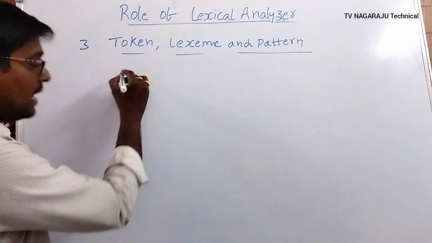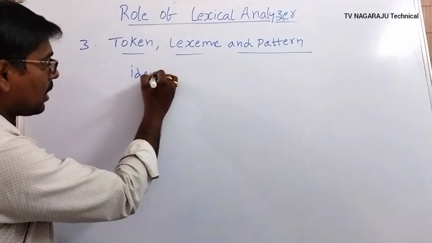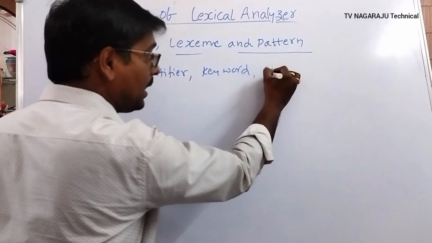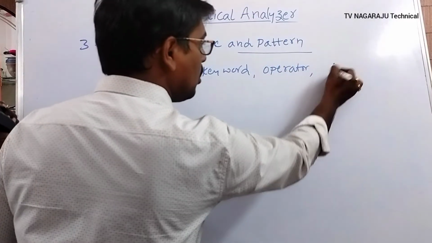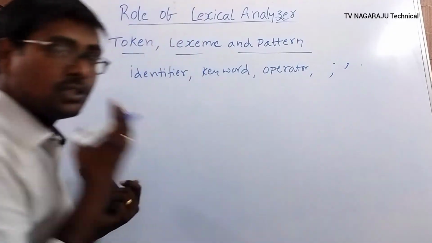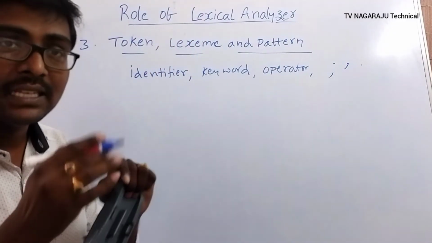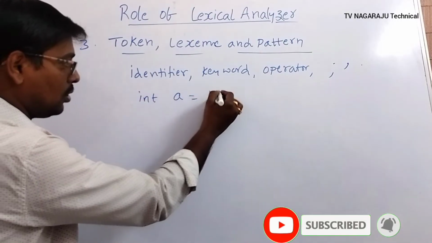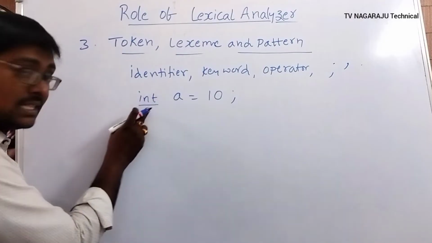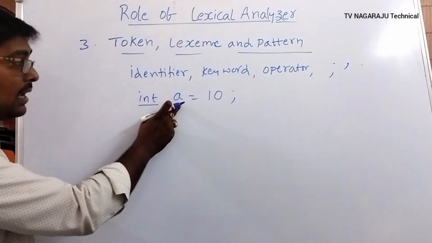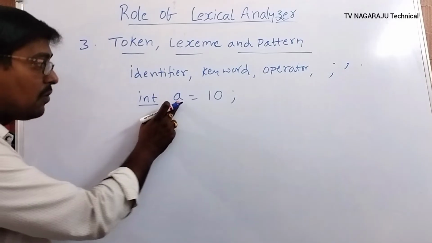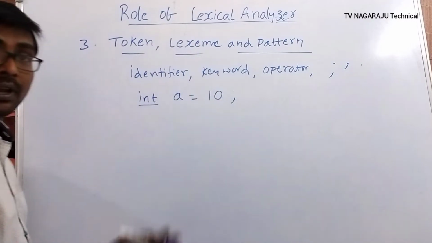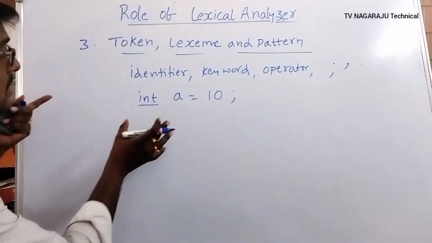A token is... Any valid identifier is a token. A keyword is a token. An operator is a token. Semicolon, comma, full stop, and some punctuation characters are all considered tokens. Simply, suppose int a = 10. In this, int is a token. This is a keyword. a is a token. This is an identifier. The equals sign is a token. This is an operator. 10 is a token. This is a constant. This is called a token.